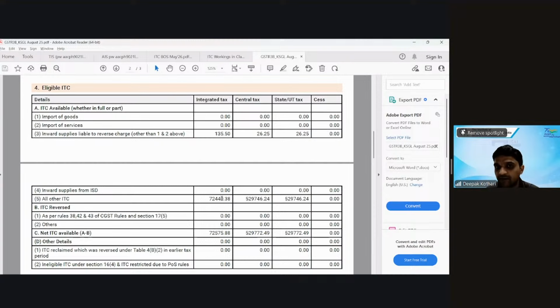I will come to the time limit. If you avail it within time, then it is yours. You can claim it against your sales for an indefinite period. So once you book it as your credit, then it is available to you. You can offset it with your sales anytime.